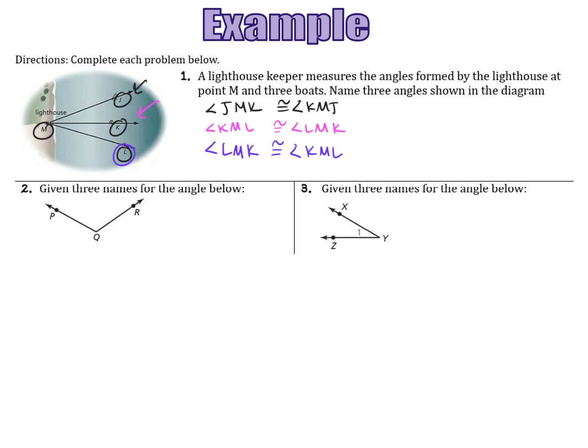So for examples 2 and 3, we're given just one angle and we're being asked to give 3 different ways to write that one angle. So go ahead and pause the video, identify the 3 ways to define that angle, and then unpause the video and see how you did.